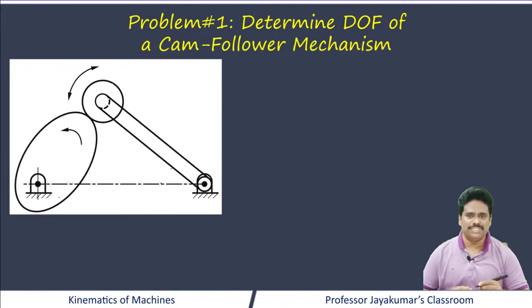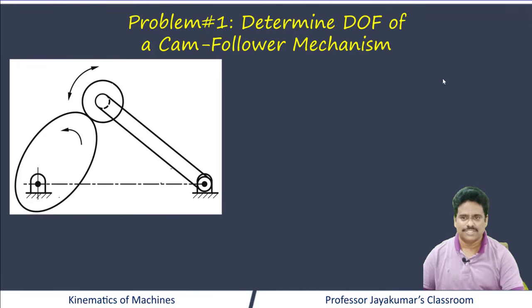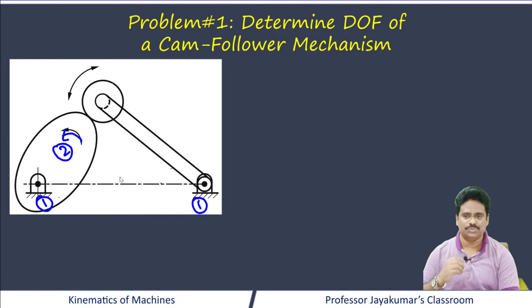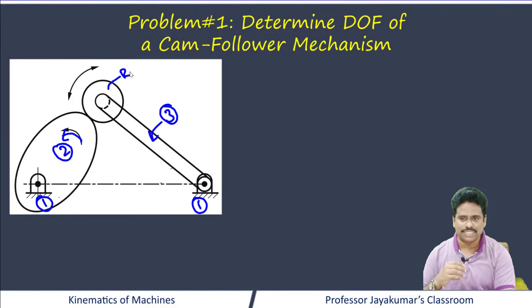We will illustrate this concept with a few examples. So this is the problem. Determine degrees of freedom of a cam follower mechanism. So as always, first let me find the number of links. So this is the fixed link 1. Cam is the link 2. Here we have the lever, which is link number 3. Here I have a roller which can roll. So this is link number 4. Number of links is equal to 4.